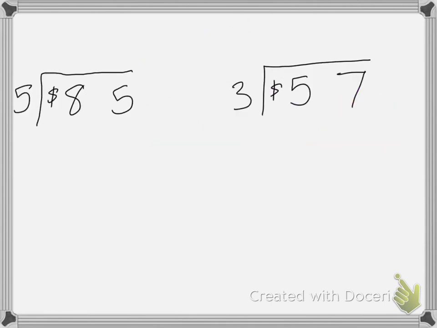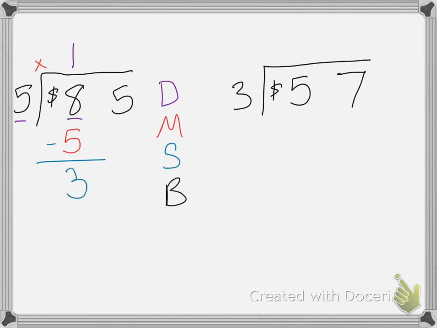Hey, let's do these two in each step. So first step is to divide. So 8 divided by 5 is 1. Then we multiply. 5 times 1 is 5. Next step is subtract. 8 minus 5 is 3. And the final step is bring down. So I bring down the 5.